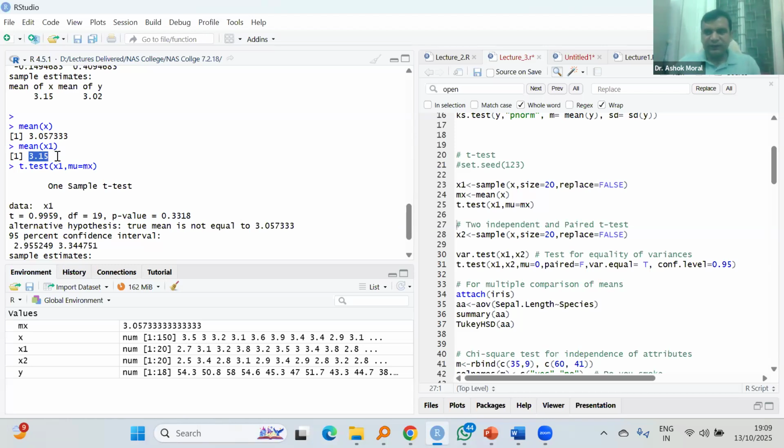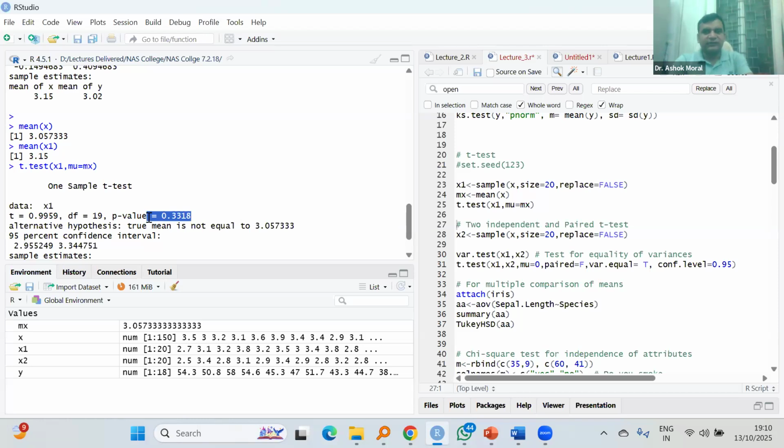मैथमेटिकली ऑब्वियसली there is a difference between any two numbers. जैसे इस केस में भी आप देख रहे हैं 3.05, 3.15, तो मैथमेटिकली there is a difference, but statistically there is no difference. There is no difference, and then we say that there is no significant difference. But suppose we reject this null hypothesis with this number only. We reject this null hypothesis.